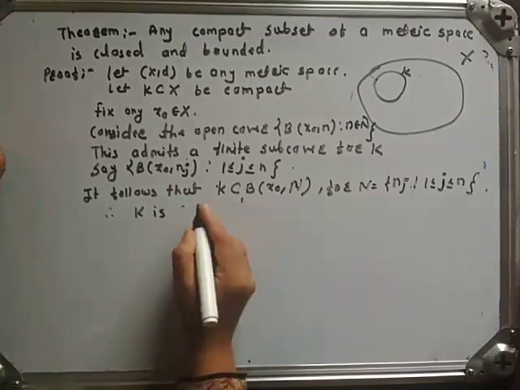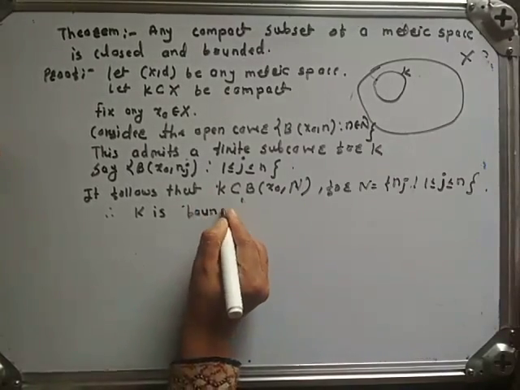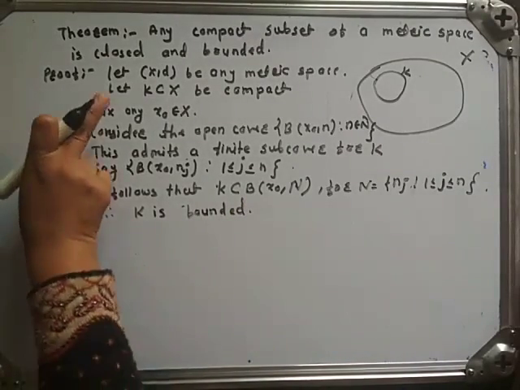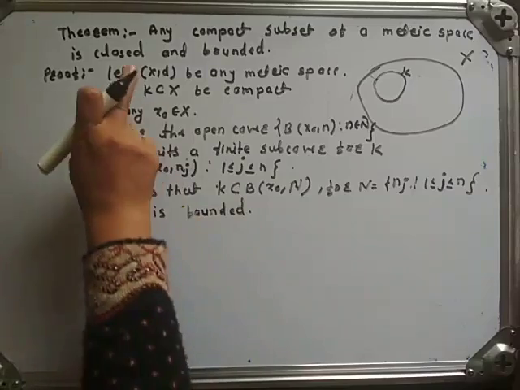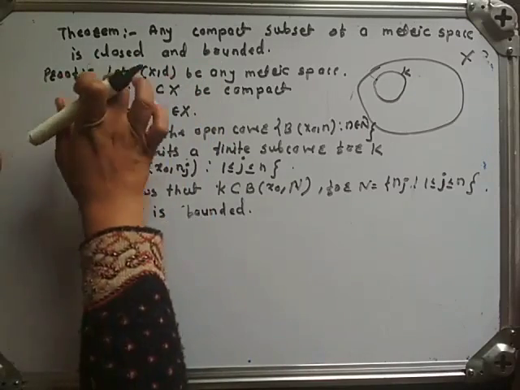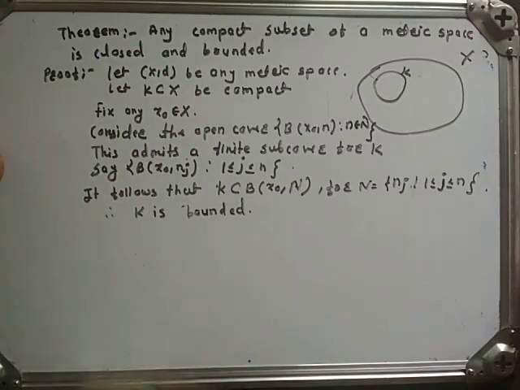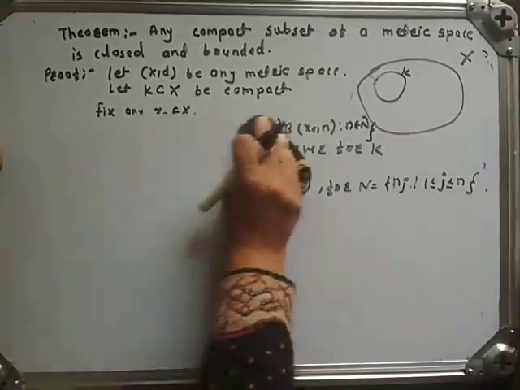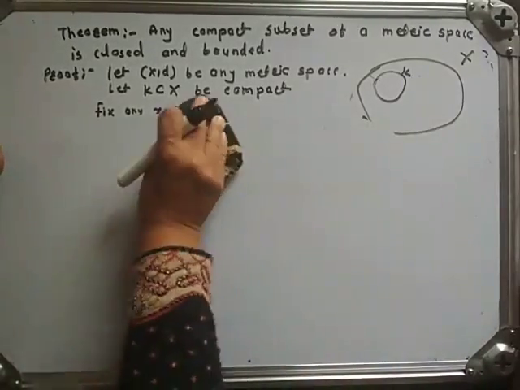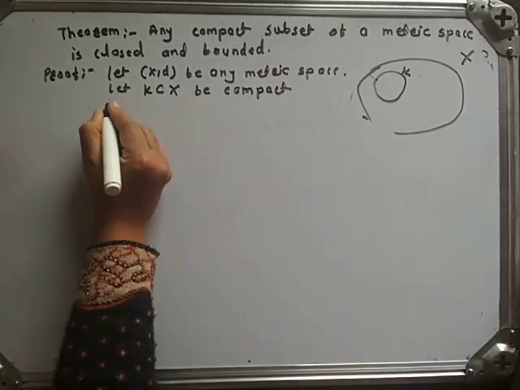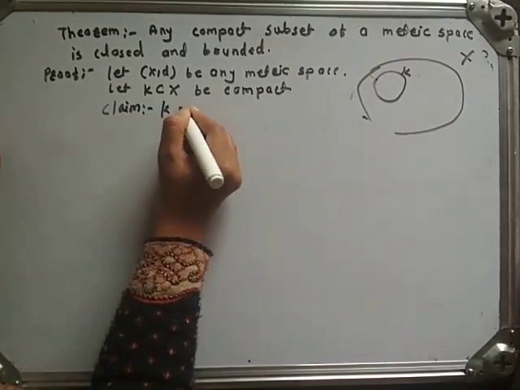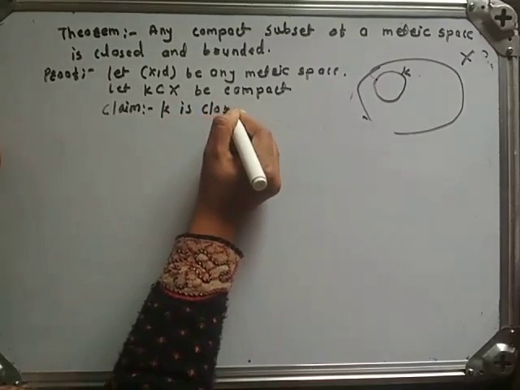Sorry, not compact, it is bounded. Okay. Here we have shown that this K is bounded. Now it remains to show that K is closed. Okay. Now our claim is K is closed. Okay.